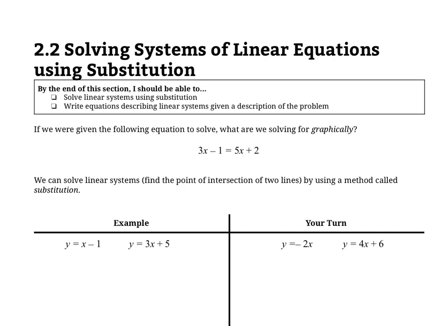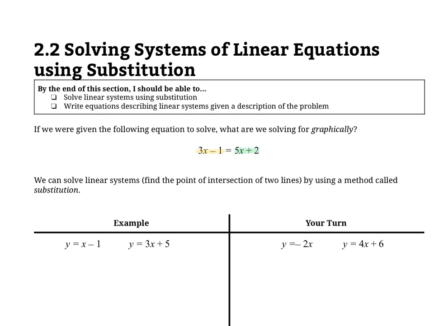When we are given a linear system of equations, the main thing that we want to solve for is the point of intersection. So if you were given an equation as follows, 3x minus 1 equals 5x plus 2, and you were asked to graph it, what you would be solving for graphically is the point of intersection. We want to know where 3x plus 1 will intersect with the equation of 5x plus 2.